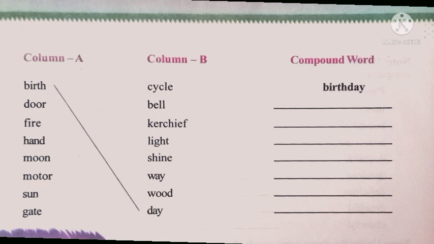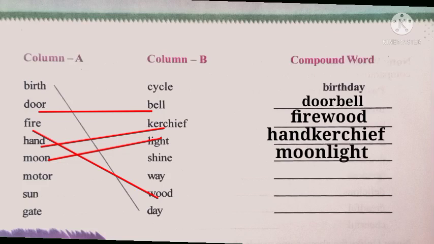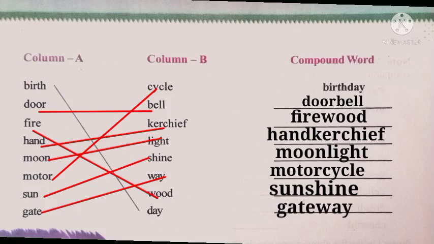Here already the first one is done for you, birthday. Now, doorbell, firewood, handkerchief, moonlight, motorcycle, sunshine, gateway. So these are all the compound words. I hope children you understood about compound nouns. Okay.